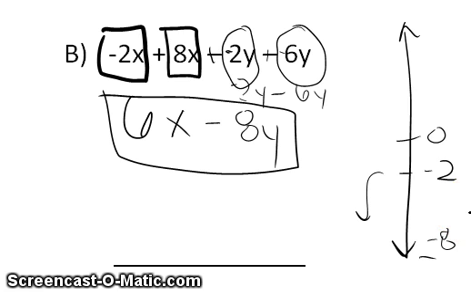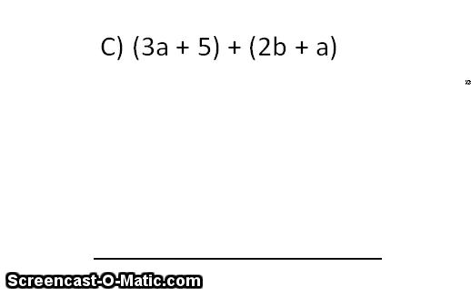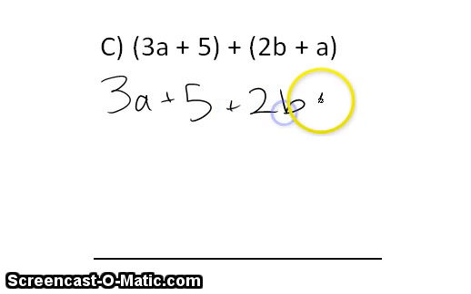All right, and on letter C, now we have some parentheses in here, but if you notice, we're just adding all of these things together, and order doesn't matter when we're adding, and so I can just get rid of those parentheses. I don't need them there because they will not change my answer because I'm just adding. So I'm going to get rid of those parentheses to get 3a plus 5 plus 2b plus a.